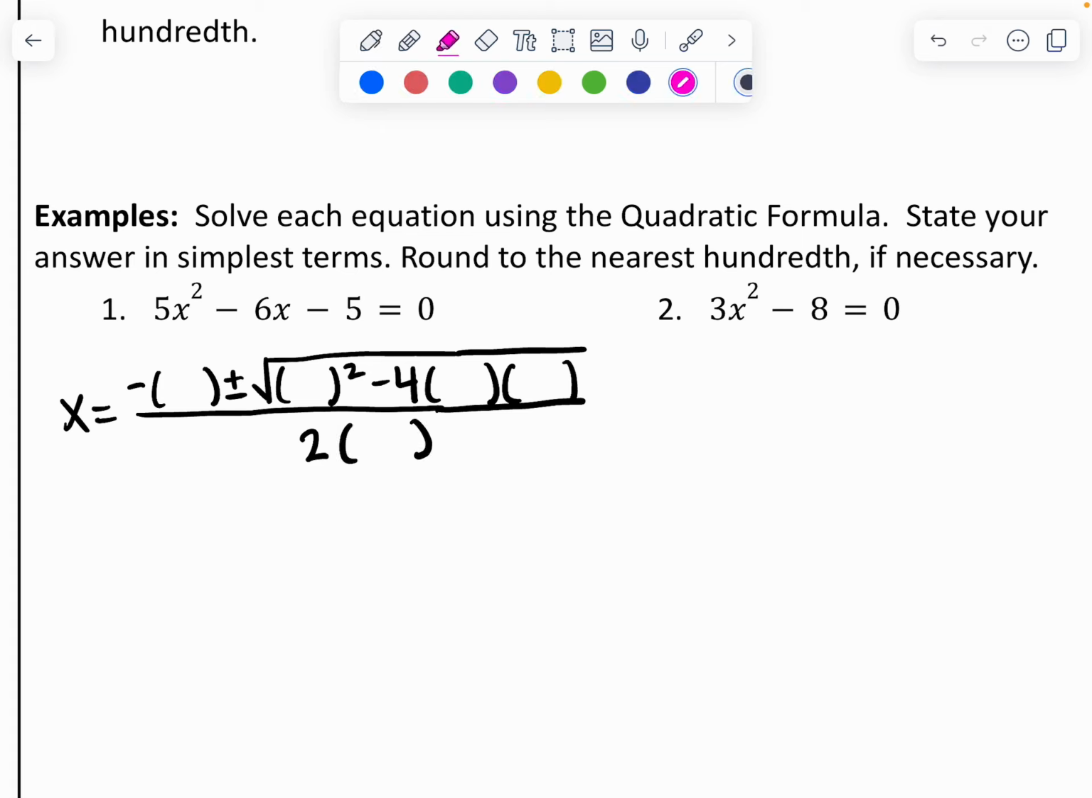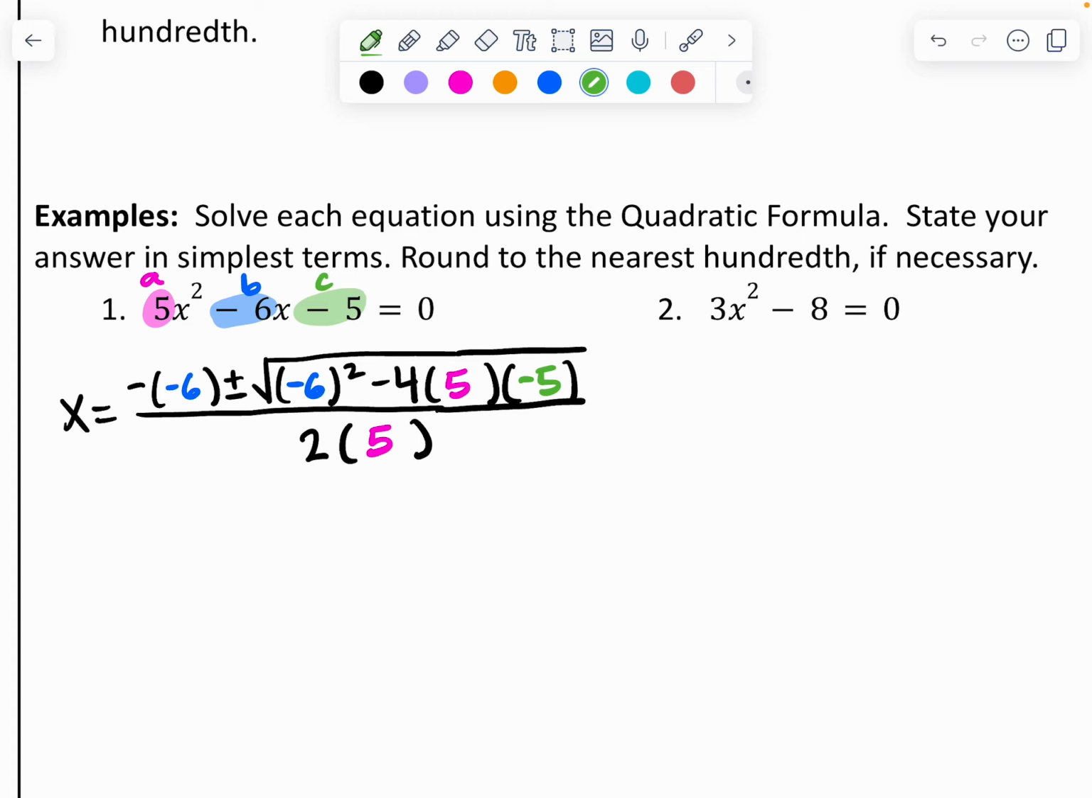Now we have a is equal to 5, b is equal to negative 6, and c is negative 5. So take those numbers and plug them into the formula. Negative 6, negative 6, 5, and 5 goes there, and negative 5 goes here.